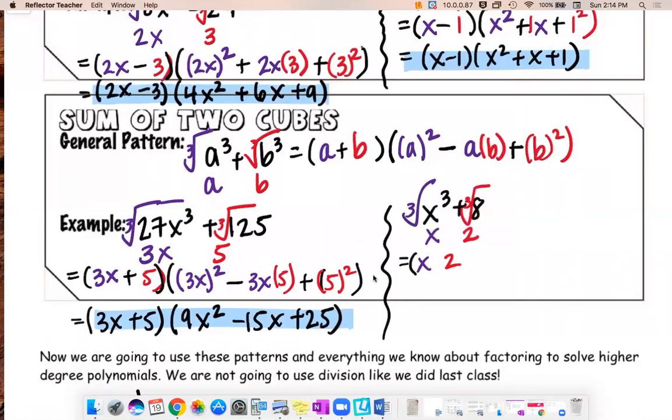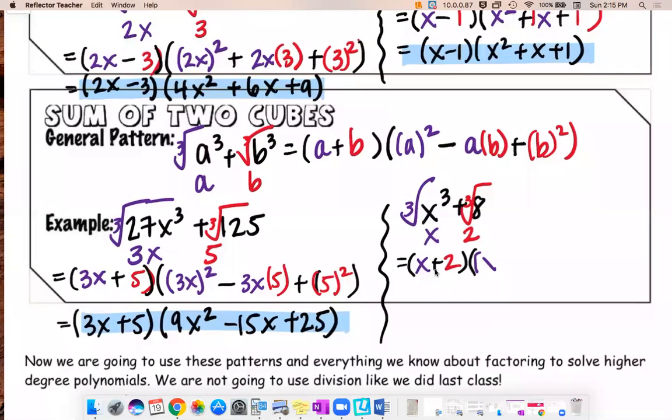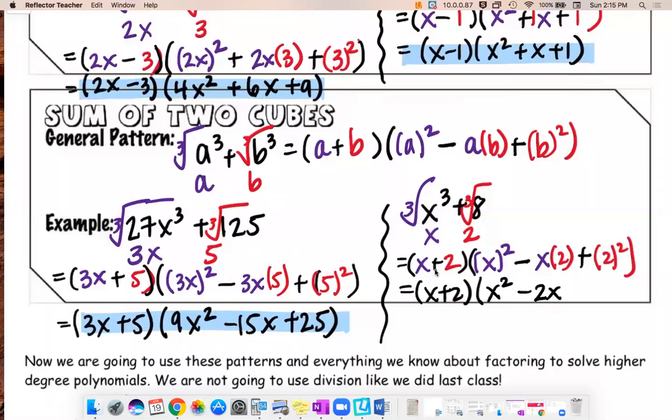And then it's a plus sign in the middle because we know this is a plus, so this has to be a plus. The second one is going to be whatever this a value is squared, so x squared. This is now a minus a times b, so x times 2, plus your b value squared, so 2 squared. And then you just rewrite it so it looks a little bit nicer. So this becomes x plus 2. This is just x squared. This is negative 2x, and then this is 4. And then that's your final factor.